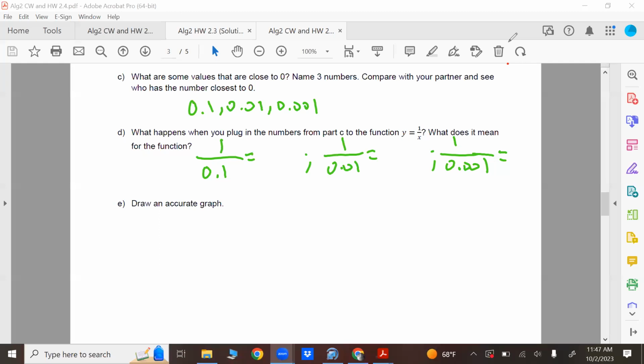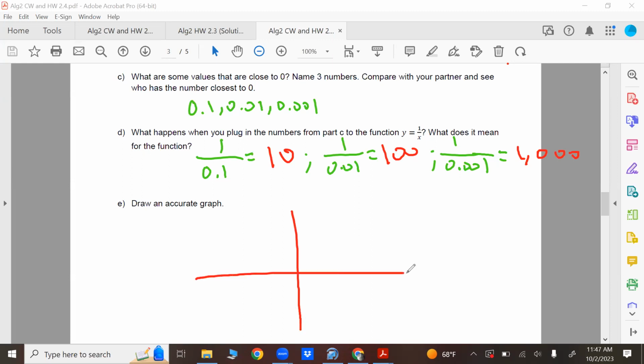Okay, so again, the answer for part A was all real numbers except 0. For part B, basically y gets closer to 0 when x gets bigger or gets smaller. For part C, I chose numbers close to 0, and if you were to plug those into the equation, you should get 10, 100, or 1000. So basically, y increases really fast as x gets closer and closer to 0.